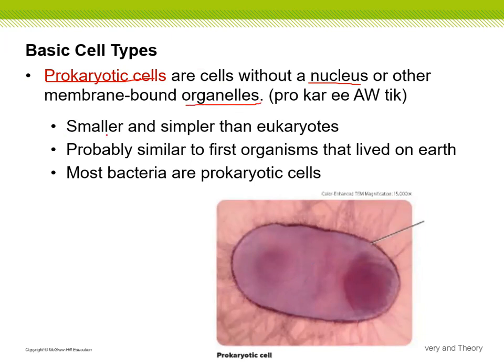They're also smaller and they're simpler. So the big thing here is these are really simple cells. We can tell that just by looking at the differences between them, right? They don't have a nucleus, they don't have organs, and they're smaller. So they're probably one of the first things to really exist.